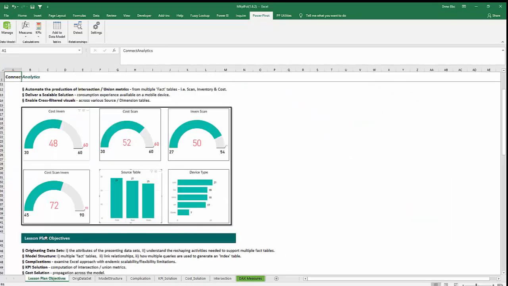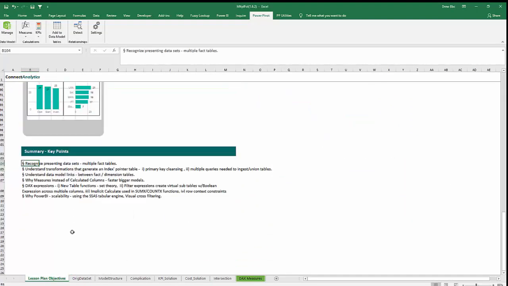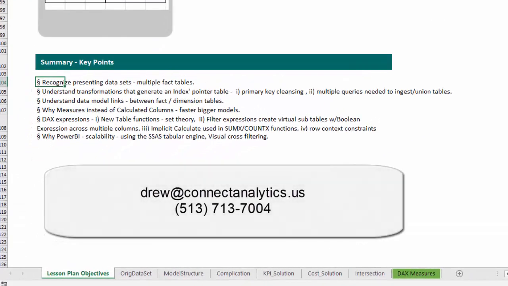Okay, let's now go back to our lesson plan objectives. Just to recap where we left off, we were successful in talking about the multiple fact tables presenting data sets. We talked about the primary transformations that generate the index table, the queries needed to make that happen in the M code. We saw the data model was linked together. We talked quite a bit about why measures instead of calculated columns net bigger, faster models. We looked at DAX expressions and we constructed some expressions with new table functions using set theory. And we talked about filter expressions being created with virtual subtables. Implicit calculate and the SUMX, COUNTX, we talked about that.